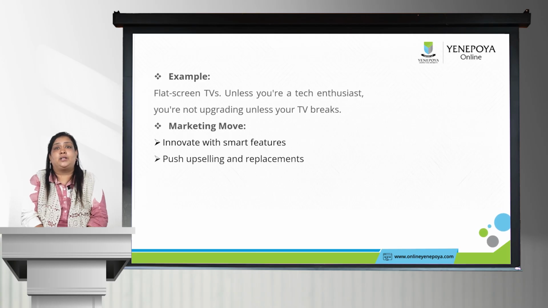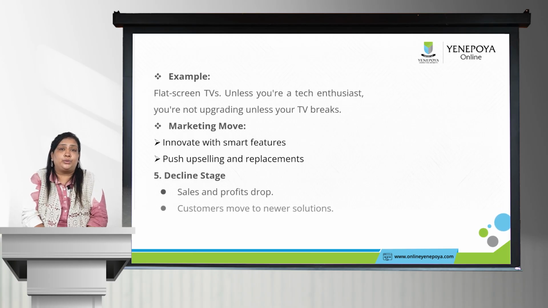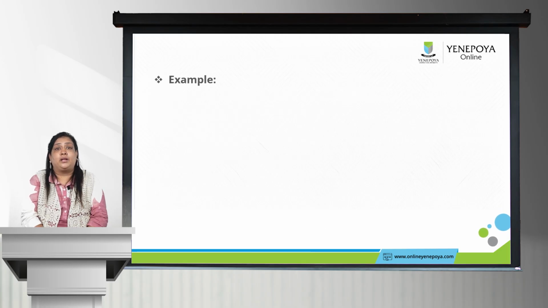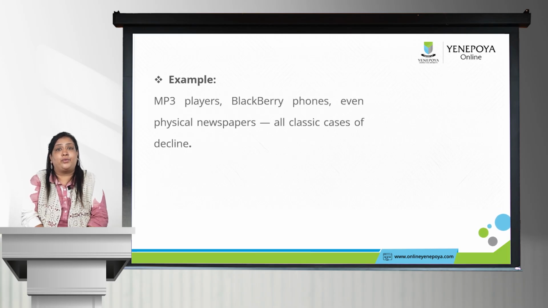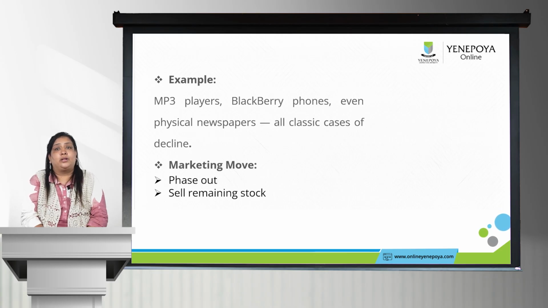And the last stage, the fifth, is the decline stage. It's fading, time for a tough call. Sales and profit drop. Customers move to newer solutions. The cost to maintain it rises. The examples are MP3 players, BlackBerry phones, and even physical newspapers. All are classic cases of decline. The marketing move is phasing out, selling remaining stock, or considering a reboot.